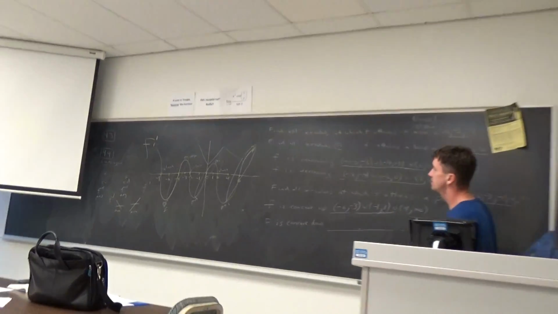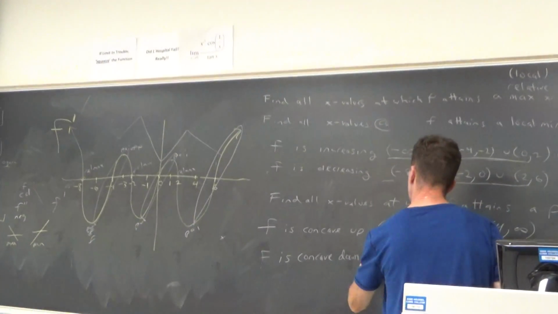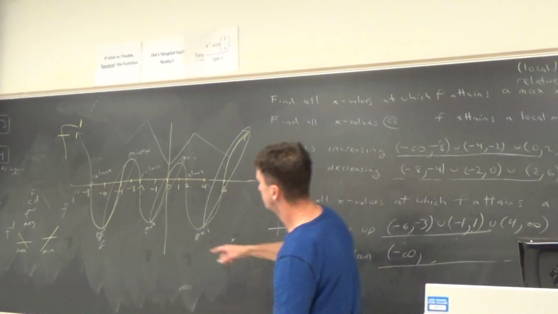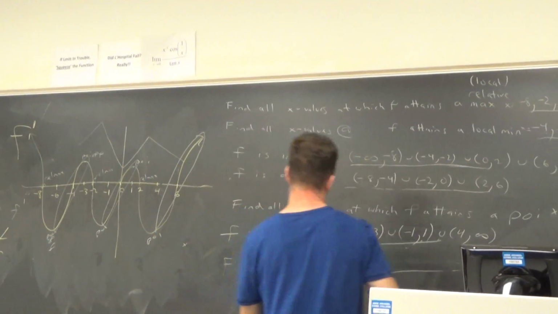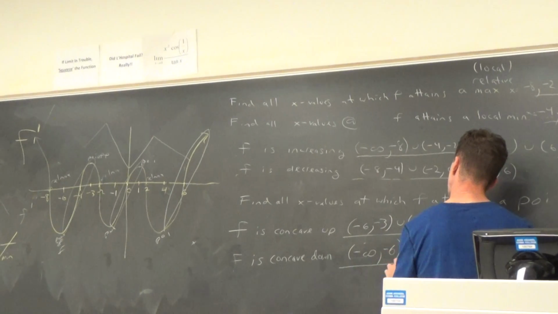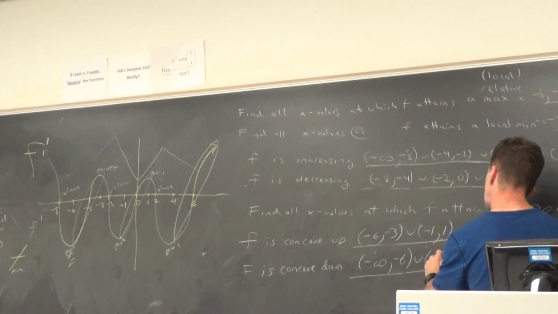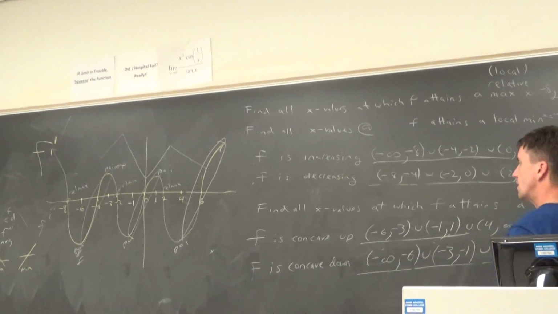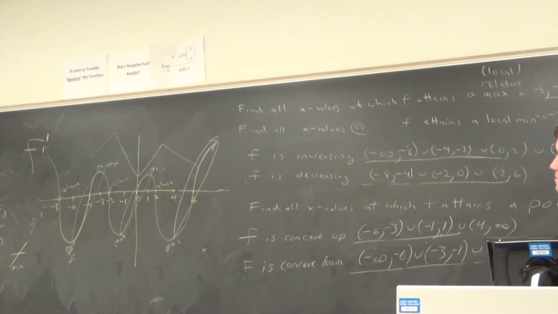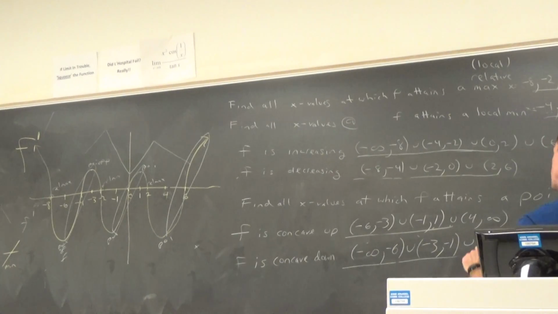Then concave down. Okay, -infinity all the way to that -6. Union. -3 to -1. Union. 1 to 4.